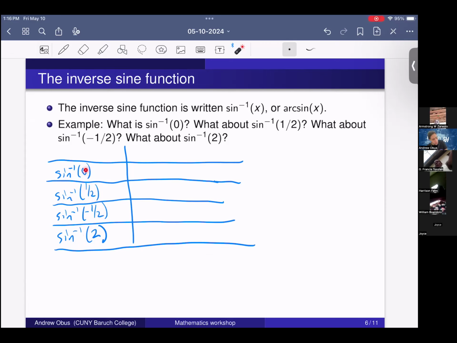Okay, so let's start easy. So sine inverse of 0. What angle has sine equal 0? Anyone?